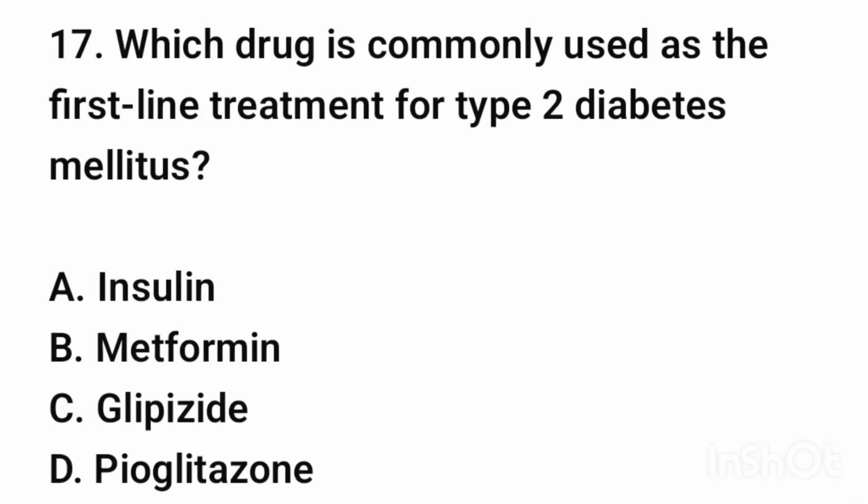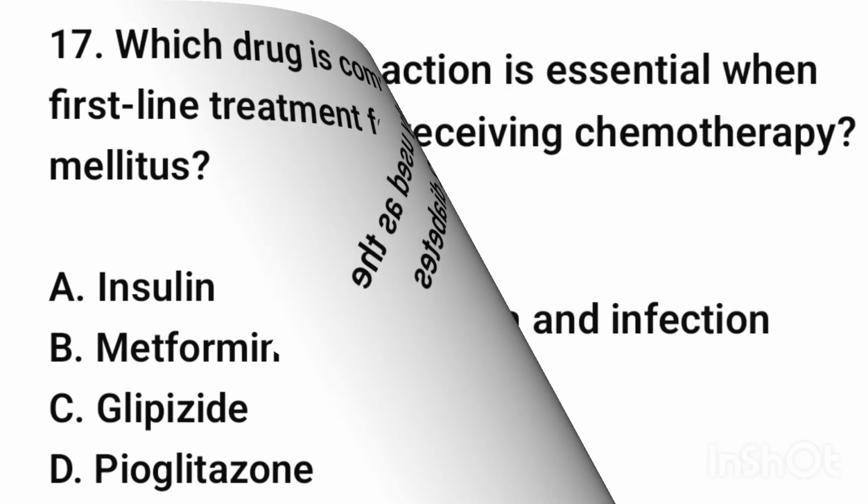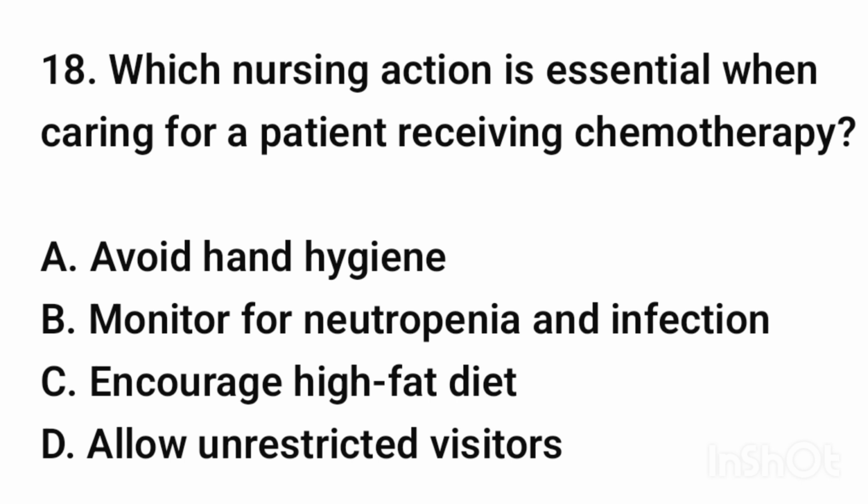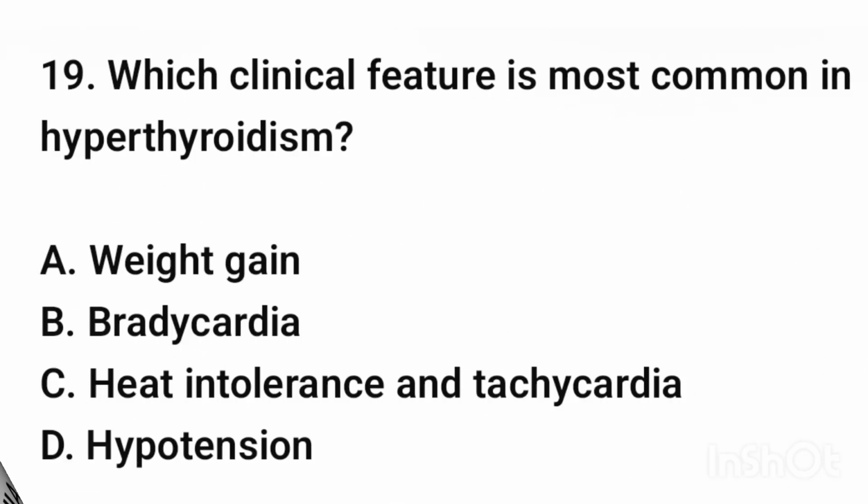Question number 17. Which drug is commonly used as the first line treatment for type 2 diabetes mellitus? The correct answer is option B, metformin. Question number 18. Which nursing action is essential when caring for a patient receiving chemotherapy? The correct answer is option B, monitor for neutropenia and infection.